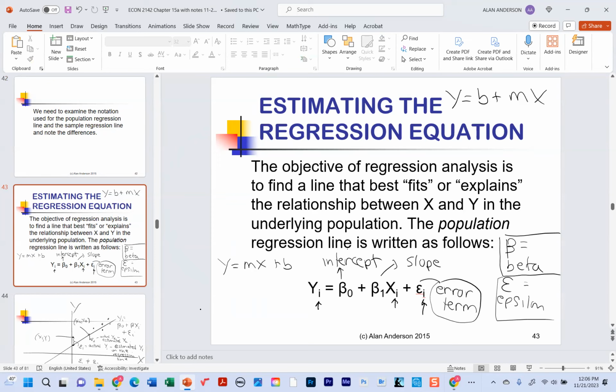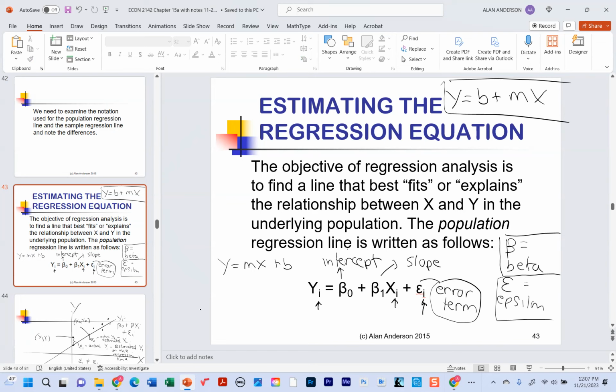But then all of a sudden, there's some new things here that we don't normally see in a straight line. For one thing, what is that epsilon doing there? What is that supposed to be? Well, this is known as an error term. And we'll discuss that in a second. Secondly, you notice there are subscripts. Okay, well, what is that all about?